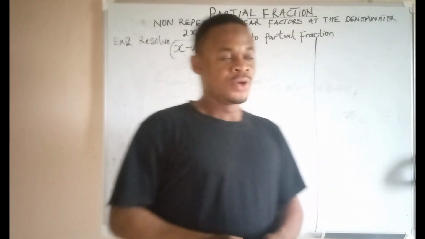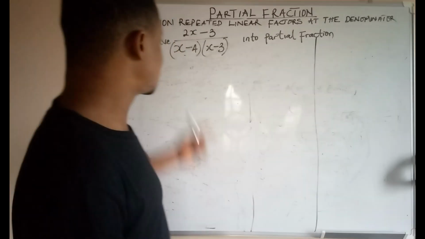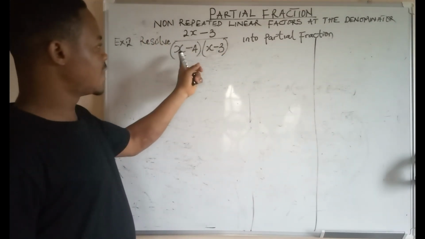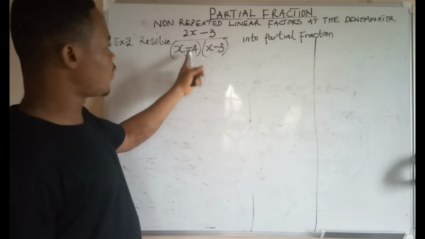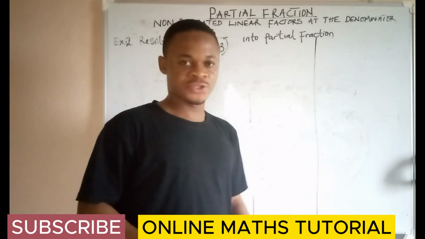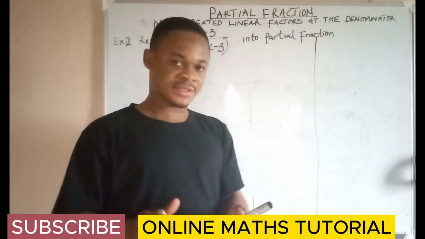Welcome once again. We have a problem on the board on partial fraction, which is that we should resolve (2x minus 3) divided by (x minus 4) into (x minus 3) into partial fractions. We have to resolve this into its parts.